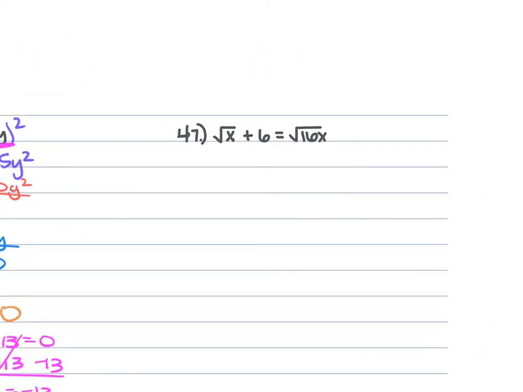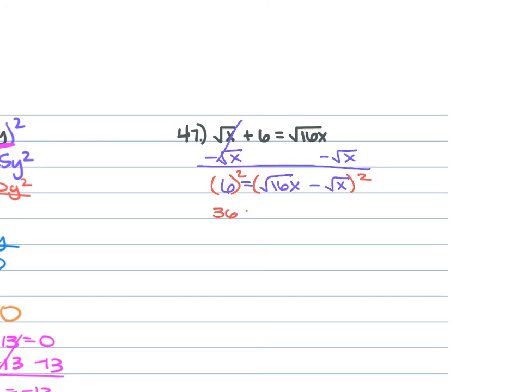For 47, we have the square root of x plus 6 is equal to the square root of 16x. So for this one, we are going to actually start by subtracting the square root of x from each side. This is going to make it the easiest for us. So we're going to have 6 is equal to the square root of 16x minus the square root of x. From here, we are going to square both sides.